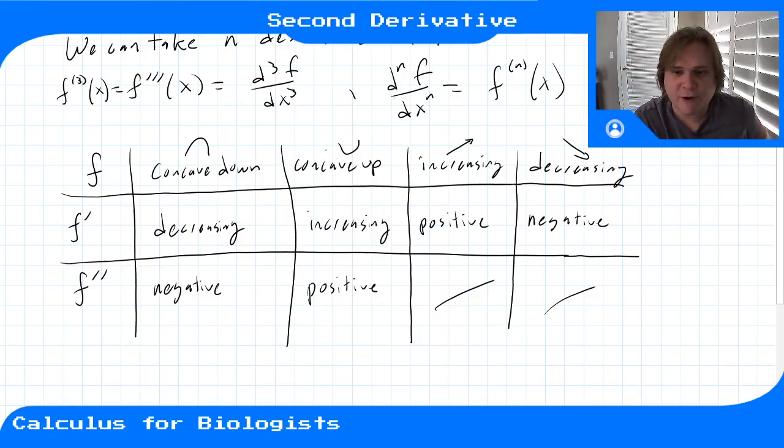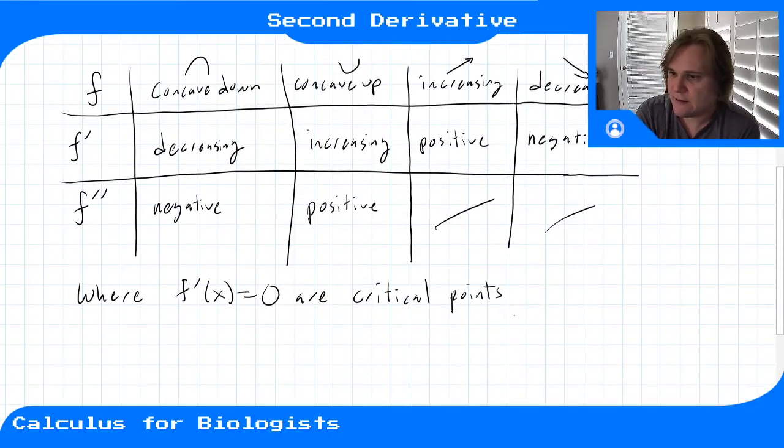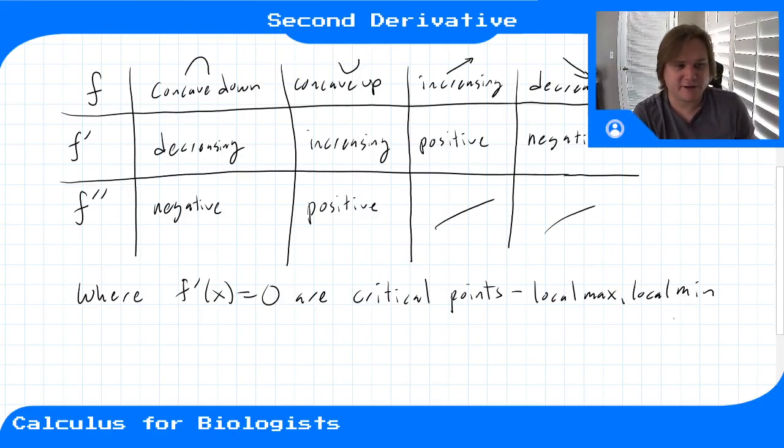And then places where f prime of x equals zero are critical points. We saw this when we talked about the first derivative. So these could be local minimums, like bottoms of wells, or maximums, tops of hills. So it'd be a local max or local min. And we'll get into more of this later too.